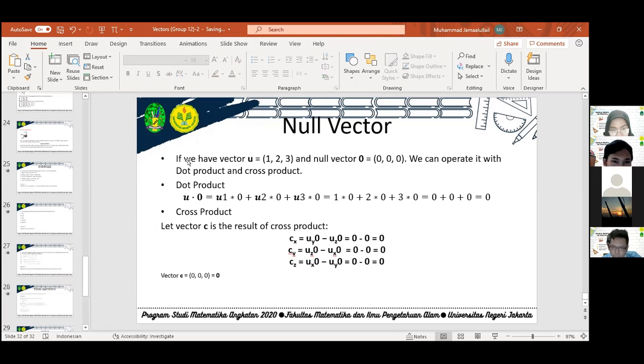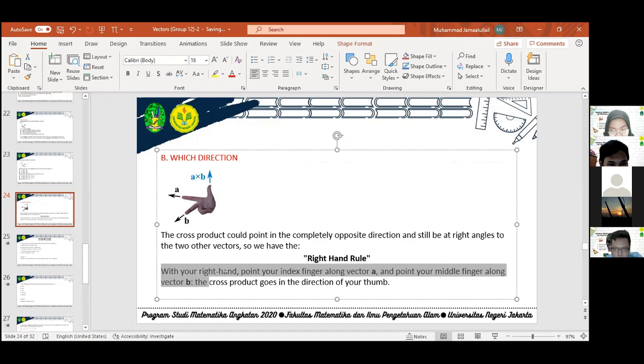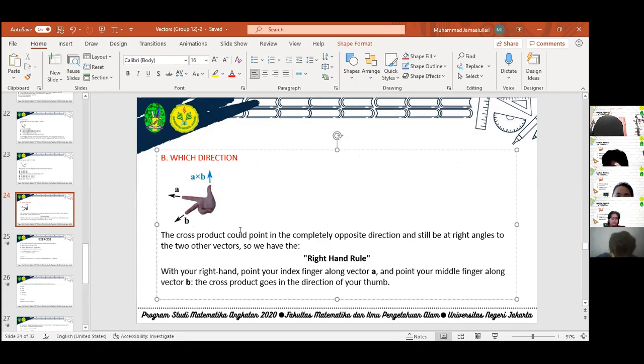If we use the right hand rule, you can see that with your right hand, point your index finger along vector A, and point your middle finger along vector B. The cross product goes in the direction of your thumb.